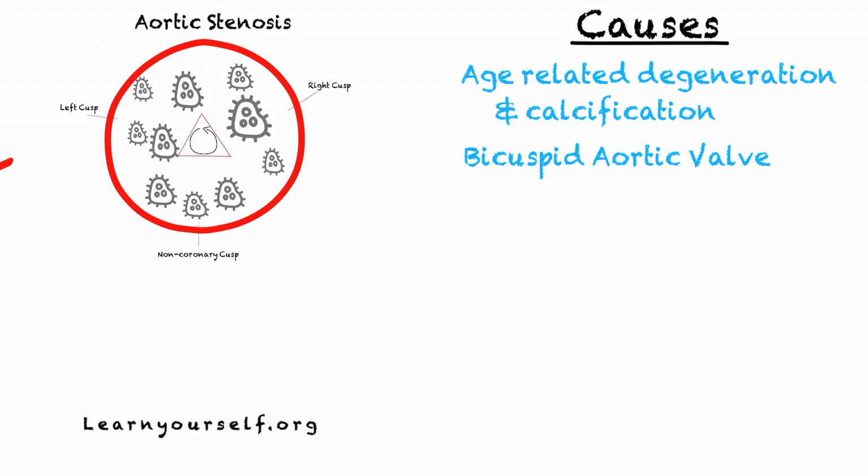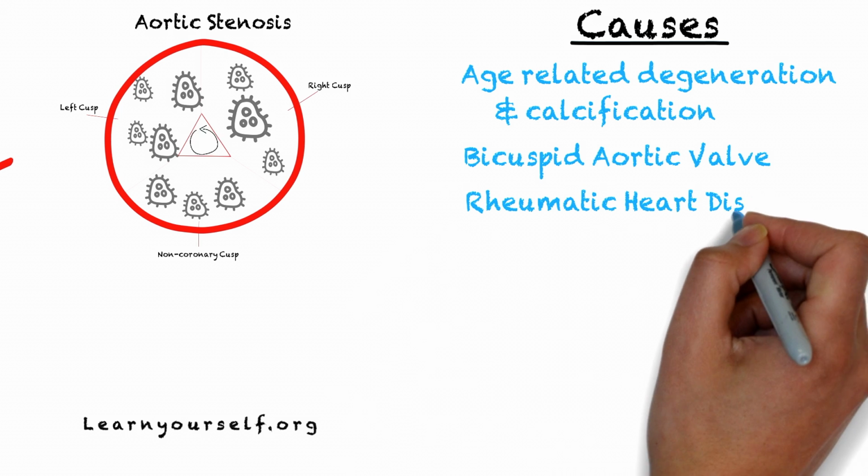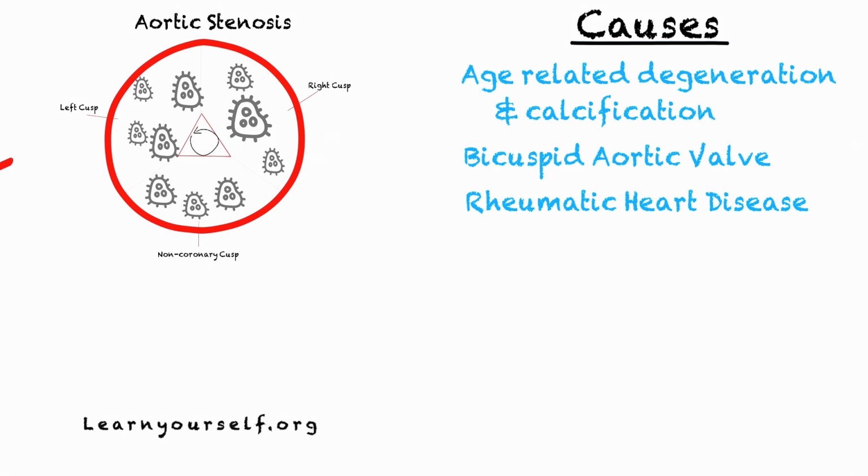Another common cause of aortic stenosis is rheumatic heart disease. We know that there is an association between rheumatic fever, which is a complication of strep throat, and aortic stenosis. While rheumatic fever typically creates stenosis of the mitral valve, untreated rheumatic fever and infection can ultimately cause aortic stenosis as well.